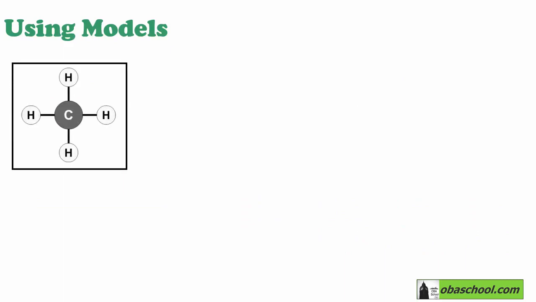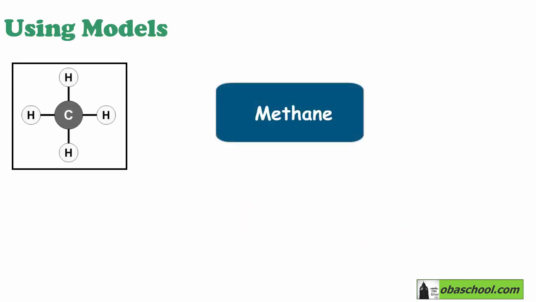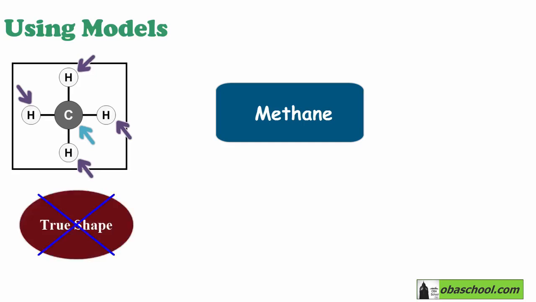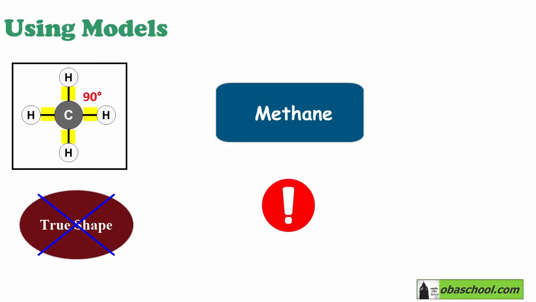Let's start with this 2D ball and stick model. So this is methane. This model shows which atoms are bonded to each other. However, it doesn't show the true shape of the molecule. So this model shows that we have one carbon atom, which is bonded to 4 hydrogen atoms. These are the bonds. However, this isn't the true shape of methane. The angles between the bonds over here are 90 degrees.